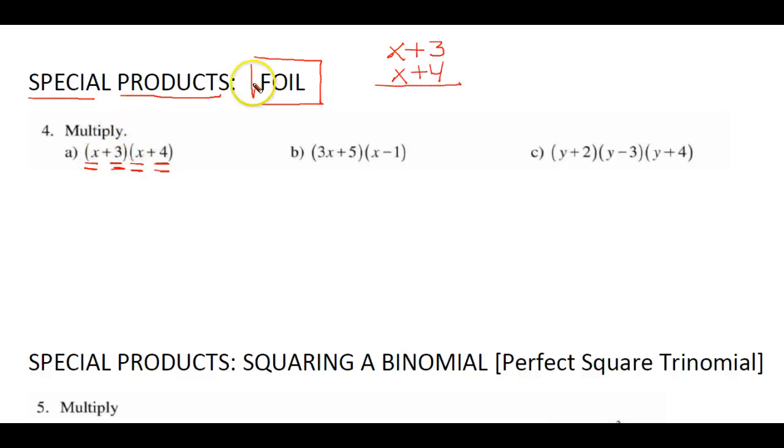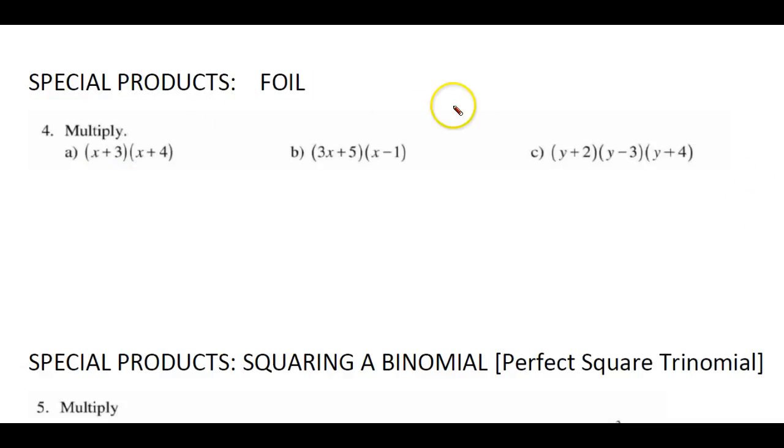Now you want to know the FOIL because this is going to be a way to check many of our answers later when we have to unfoil it, as you'll see. So let's do this first one and clear it. We'll do it together and you could write it out.